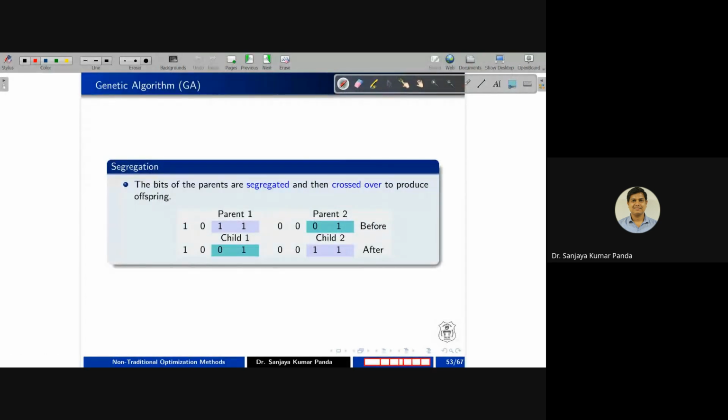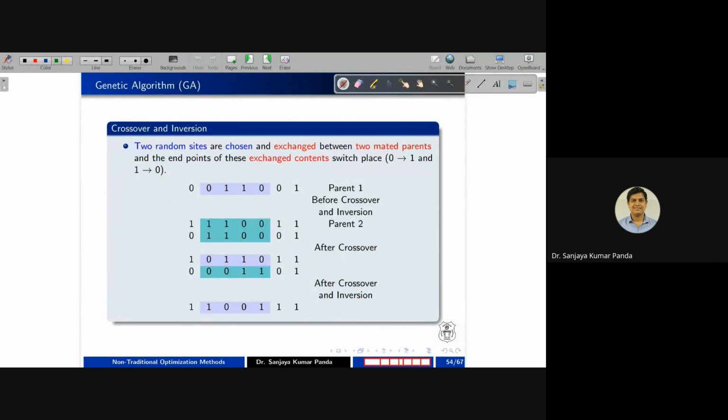Okay, there is another one called segregation. It looks like our 1-point crossover, right? What we are doing here: parent 1 is there, parent 2 is there. Let's say this is my cross-site point. I'll take the first part of parent 1 and the second part of parent 2, and on the other hand, I'll take the second part of parent 1 and the first part of parent 2. Just like single-point crossover, we are separating this one, so we call that segregation. But it behaves the same as our 1-point crossover.